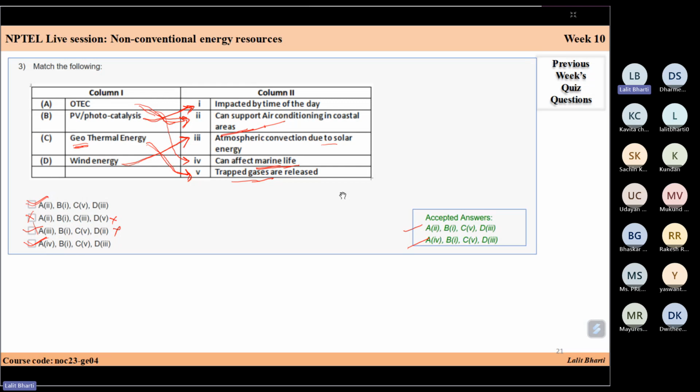Then we have question three. We need to match the different columns. We have already discussed these types of energy storage or energy generation systems. The OTEC we have discussed, the photovoltaic or photocatalysis we have discussed, and geothermal and wind energy also. So we need to match the columns. First, impacted by time of the day.